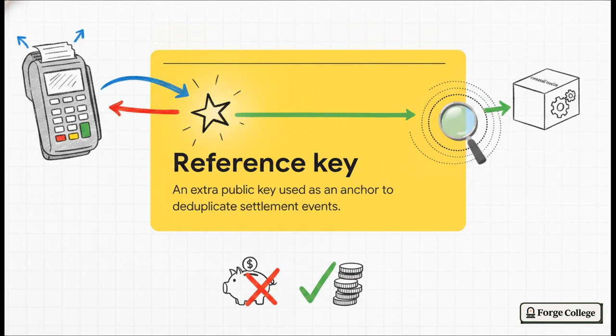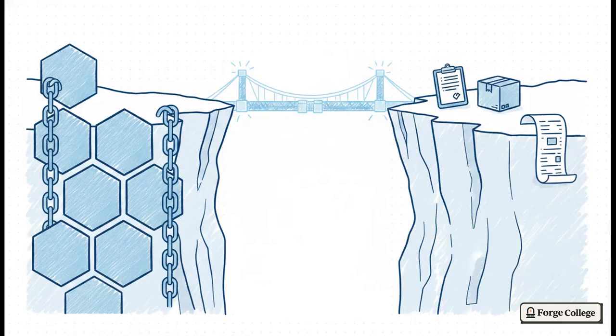Without a reference key acting as a deduplication anchor, the merchant might accidentally process both transactions. They double-charge the customer and create a massive accounting headache. But by embedding a unique reference key in the metadata, the merchant system can definitively match both external attempts to a single canonical invoice. It sees the second attempt, recognizes the key, and safely ignores it. Chaos averted. As a developer building these solutions, you've got to manage this massive conceptual divide.